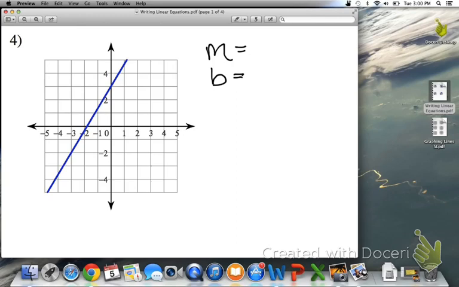Y-intercept, when you're given a graph, is super easy to find. It's always the point at which that line crosses the y-axis. So our y-axis is the vertical axis. The point at which it crosses happens to be right there. It's between 2 and 4, so it happens to be 3. Misspoke there. So our b, which is our y-intercept, would be positive 3.